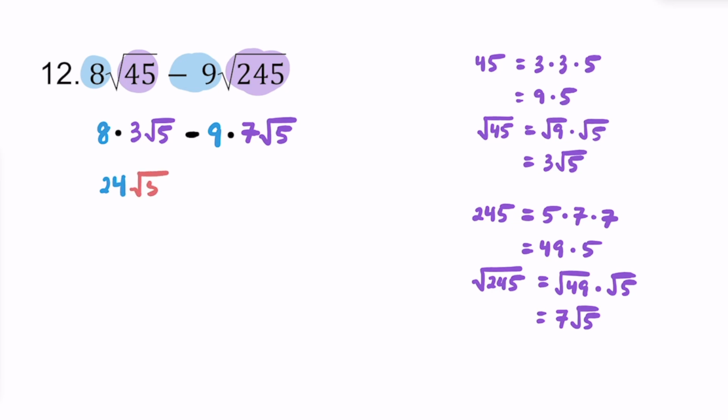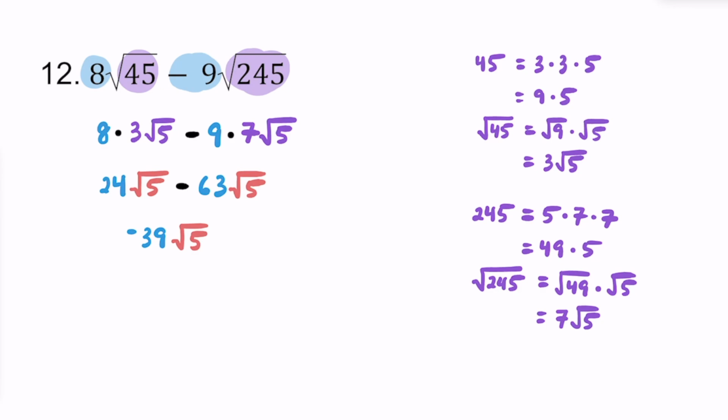Let's go ahead and change that color to what we've been using. Minus, and then we have 9 times 7. That's going to be 63. So it's going to be minus 63 root 5. And finally, if we take this 24 and take away 63, 24 minus 63 is going to be negative 39. So we're going to have negative 39 root 5.